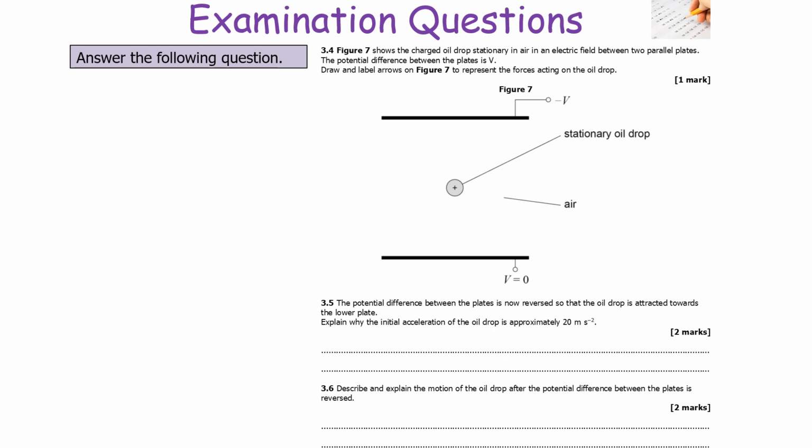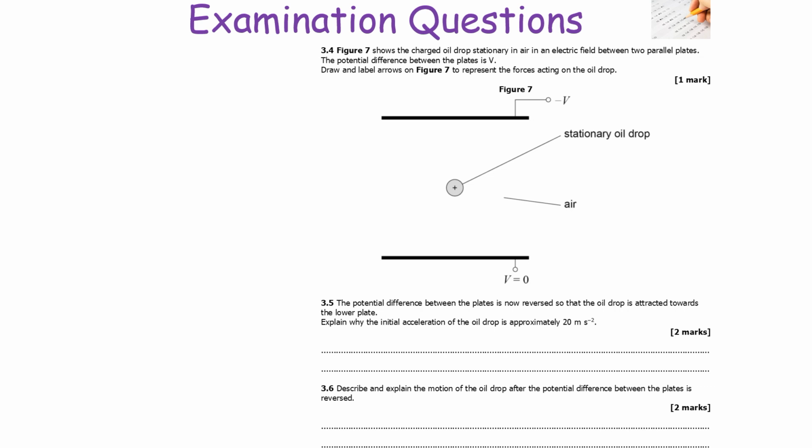The next question says, figure 7 shows the charged oil drop stationary in air in an electrical field between two parallel plates. The potential difference between the plates is going to be equal to V. So firstly, draw and label arrows on figure 7 to represent the forces acting on the oil drop. Then the potential difference between the plates is now reversed so that the oil drop is attracted towards the lower plate. Explain why the initial acceleration of the oil drop is approximately 20 meters per second squared. Then describe and explain the motion of the oil drop after the potential difference between the plates is reversed. So pause the video now, then unpause the video when you want to go through your answer.